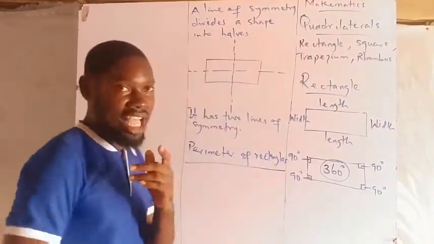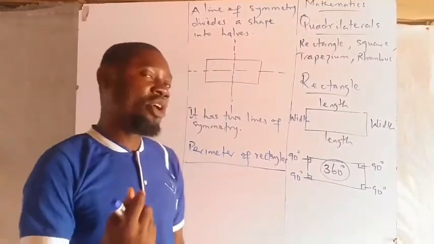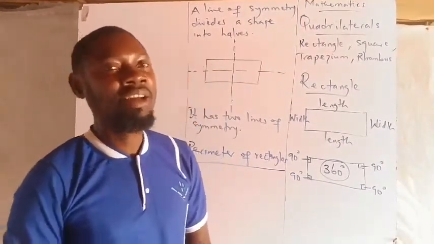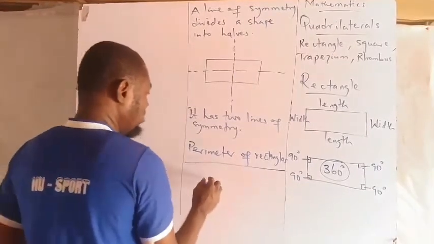So we discussed that when we treated triangle, perimeters of triangles. And I said for every other polygon that you intend to add, perimeter simply means add all the sides. So here is our rectangular shape.